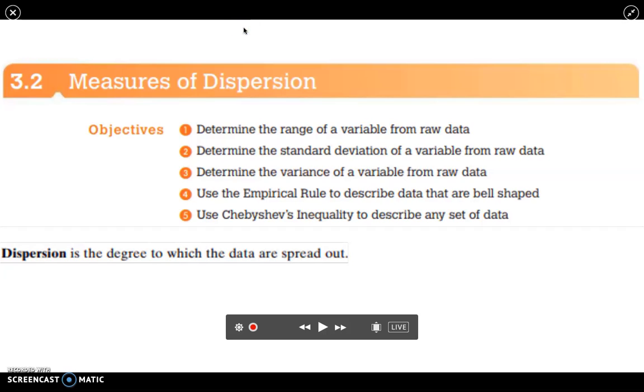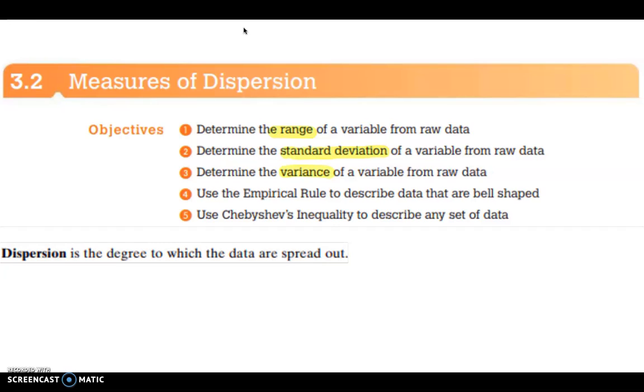All right, in this video we're looking at measures of dispersion. The last lesson we talked about measures of central tendency. Now we're going to look at how we measure how spread out or dispersed a data set is. So we're going to look at the range from raw data, the standard deviation and the variance. We're also going to look at the empirical rule. Although Chebyshev's inequality is outstanding, we actually won't be covering it in this lesson.